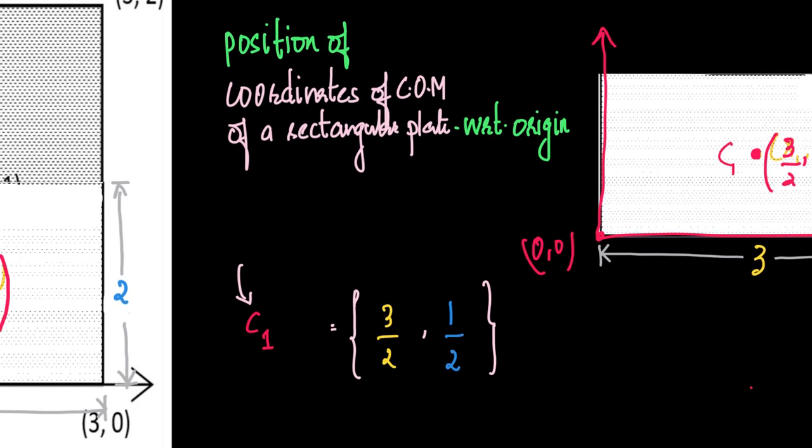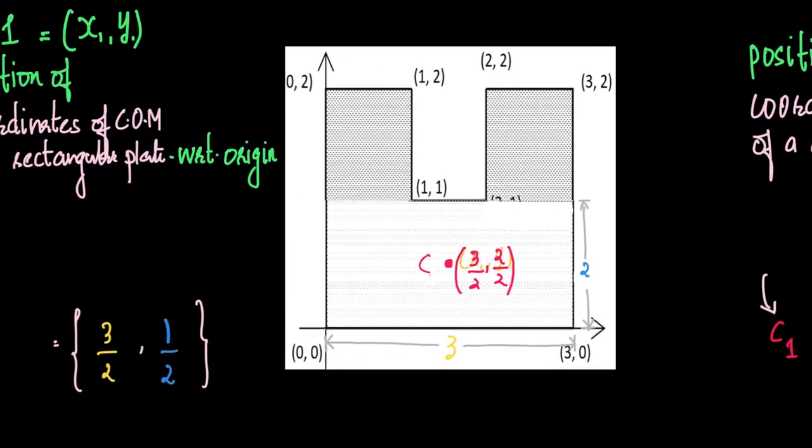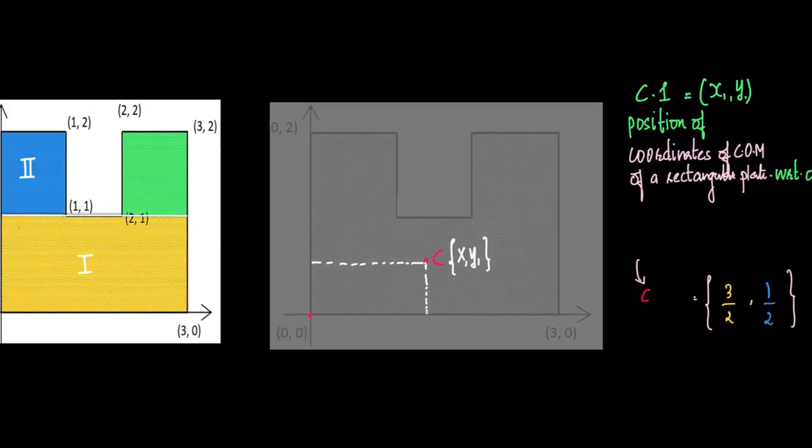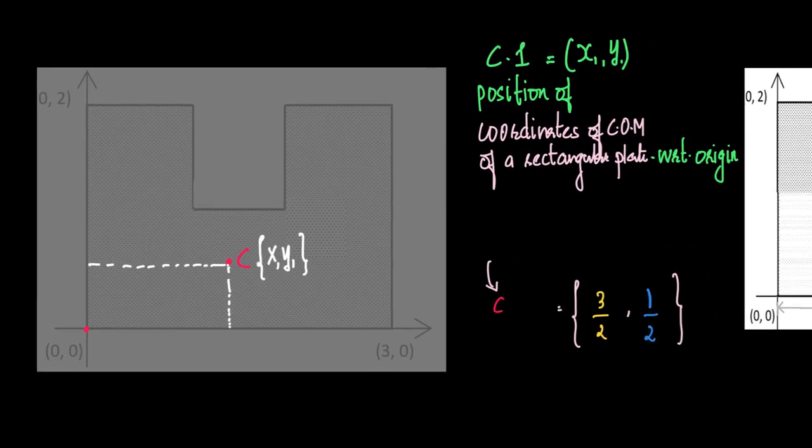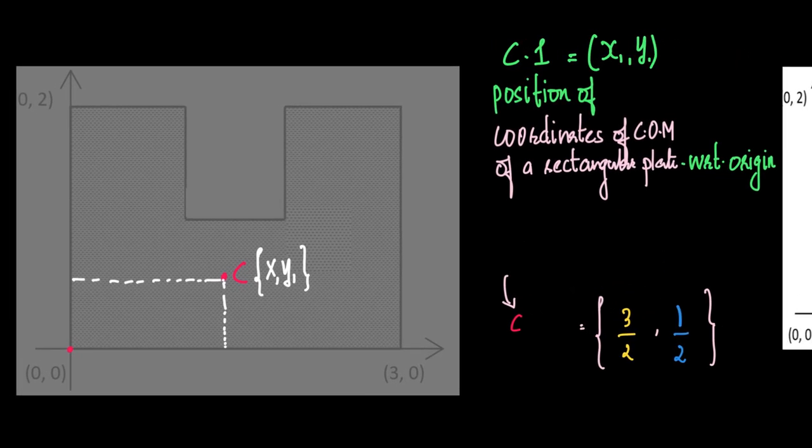Okay, and how will we do that? Let's see. Let us say that the center of mass of this large rectangle is C1, whose coordinates are (x1, y1), and it is the position of the center of mass of the rectangular plate with respect to the origin, the origin being (0, 0). Now, what is this point? This point is otherwise (3/2, 1/2). And since this is from the origin, what would the coordinates (x1, y1) be?